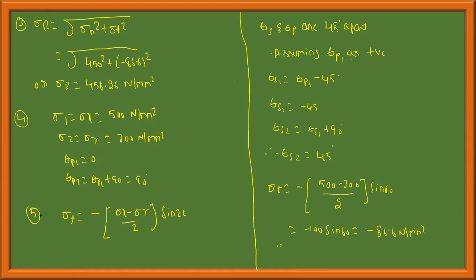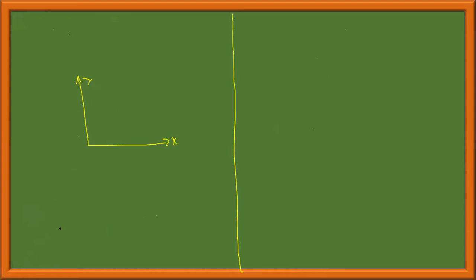First we have to draw the XY axis. Theta P1 is at an angle 0 degree. Theta P2 is 90 degree. I will indicate plane P1. Plane P2 is at 90 degree to this. Indicate a plane like this.